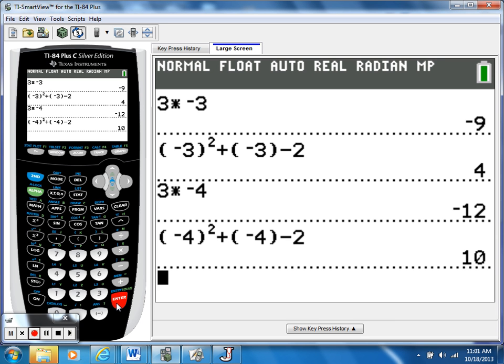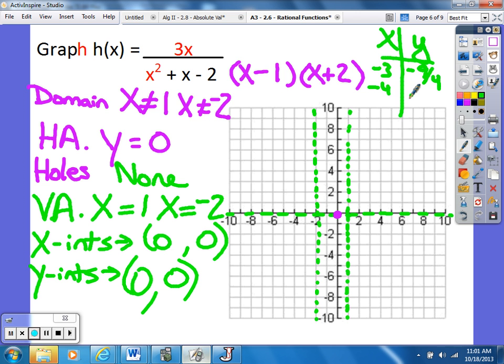If you've ever noticed when I walk around, sometimes you're like, well, I deleted that, and I just click a few keys, and I'm like, well, here's what you wrote. That's how I'm doing it. Okay, so negative 12 over 10. Negative 12 over 10. Let's graph those.